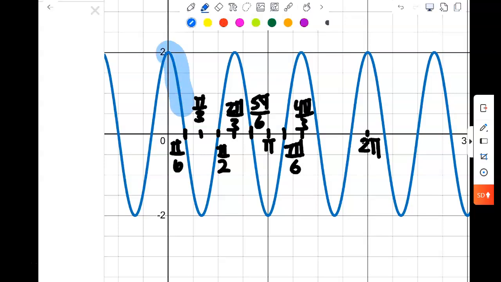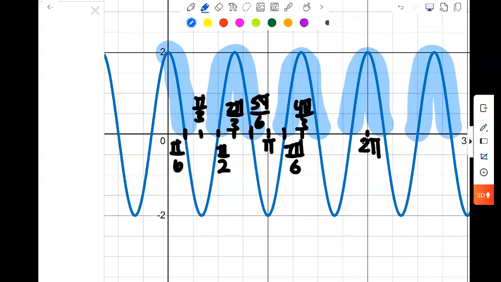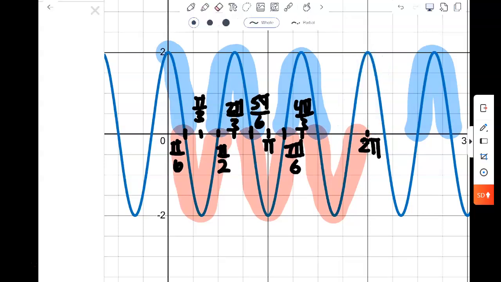So I'm just going to do a little bit of highlighting here. Positive, positive, positive, positive, positive, and then it's negative here, negative here, negative here, and now we're done. Actually, I didn't have to go quite as far there. Let me take those off. We're only going to there, 2 pi. Okay, so every time that it switches from being positive to negative, those are going to be times that I'm going to want to mark on my graph.